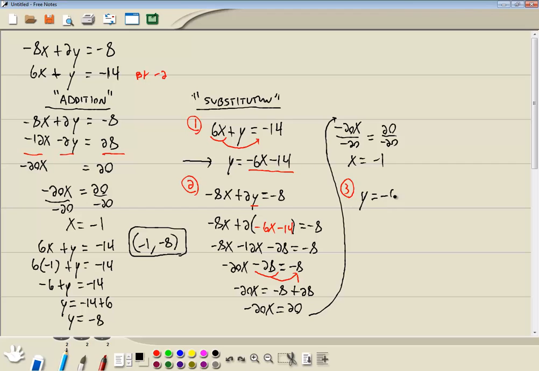So we've got y is equal to negative 6x minus 14. We just said x is negative 1, so we're going to have negative 6 times negative 1 minus 14. Negative 6 times negative 1 is a positive 6, minus 14, which gives us negative 8. So our answer will be negative 1, negative 8.